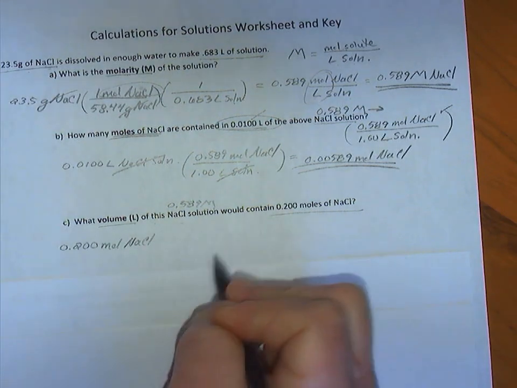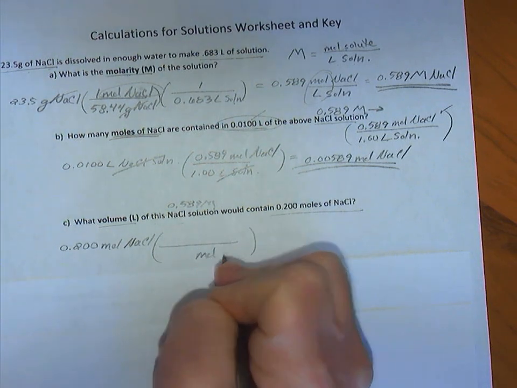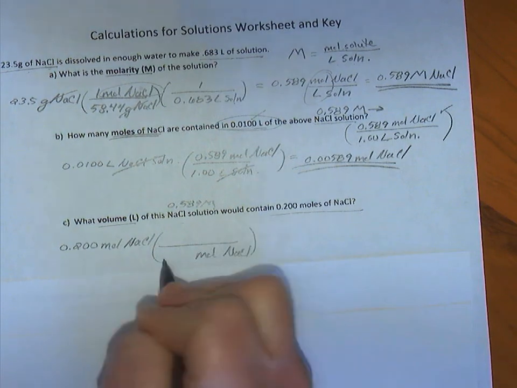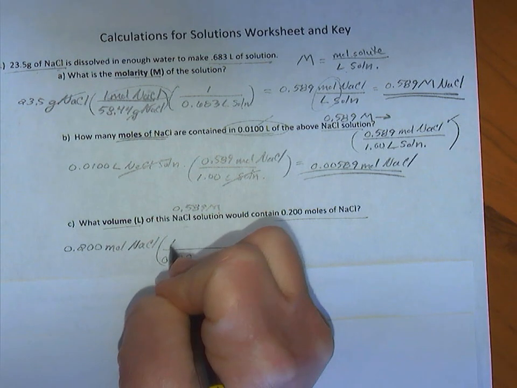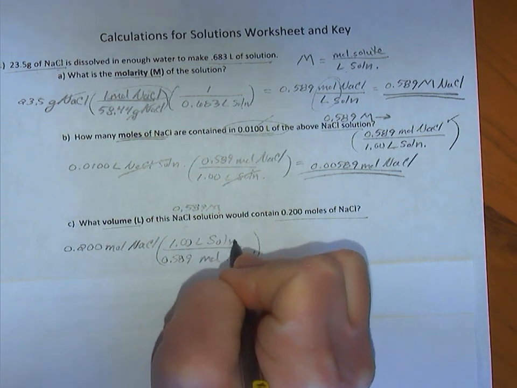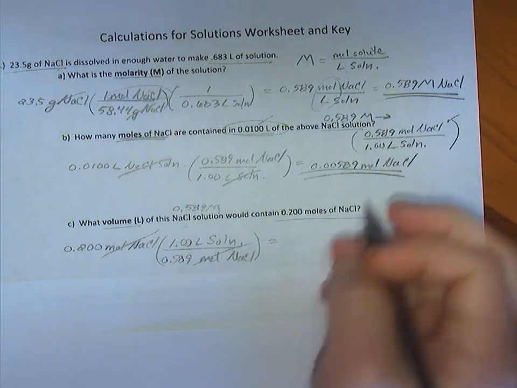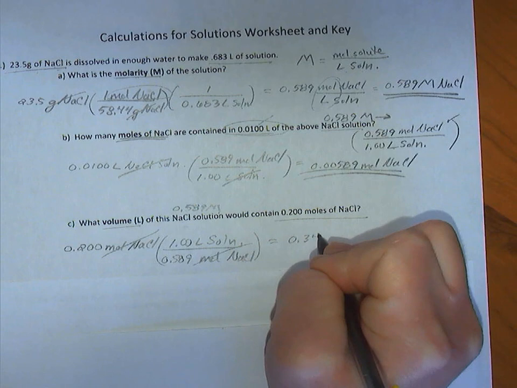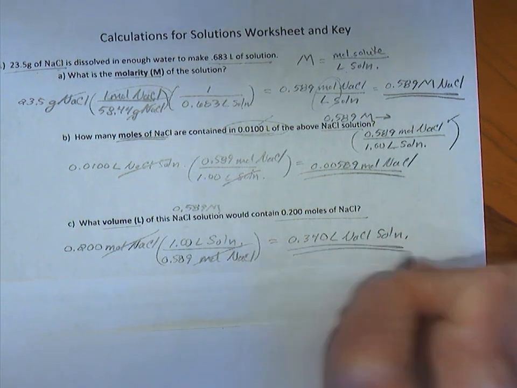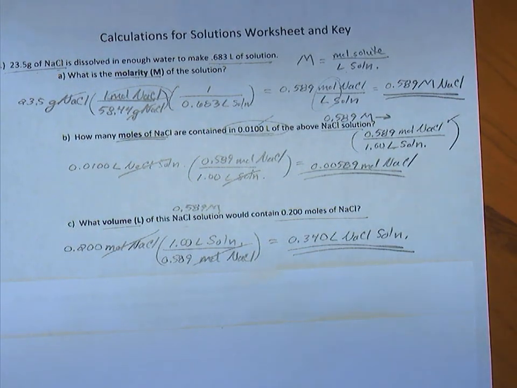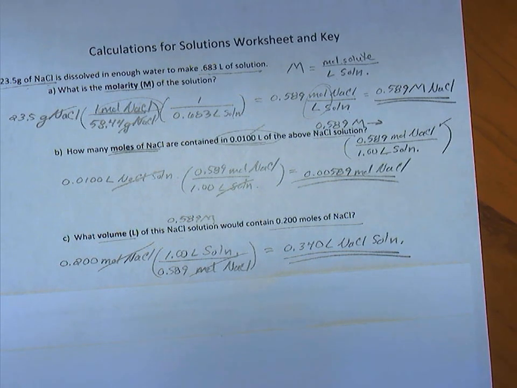I want the volume of my solution in the numerator, so I need to cancel moles of NaCl. And I know, per this solution, there's 0.589 moles in every 1 liter. Doing the math, moles cancel, and I have 0.340 liters of the NaCl solution. So, those are some example molarity problems. All right, now let's look at some sample molality.